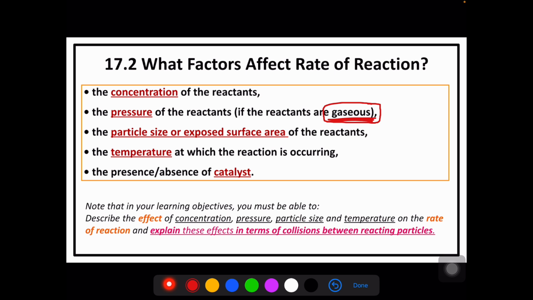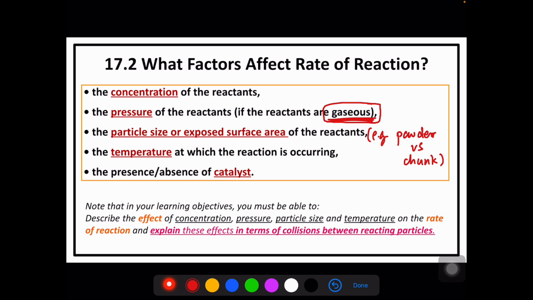The third one is the particle size, or what we term as the exposed surface area of the reactants. That means how big the reactant particles are. So for instance, are we comparing a powder form versus a chunky solid reactant? Are we using small powders or a big chunk of the solid particles?